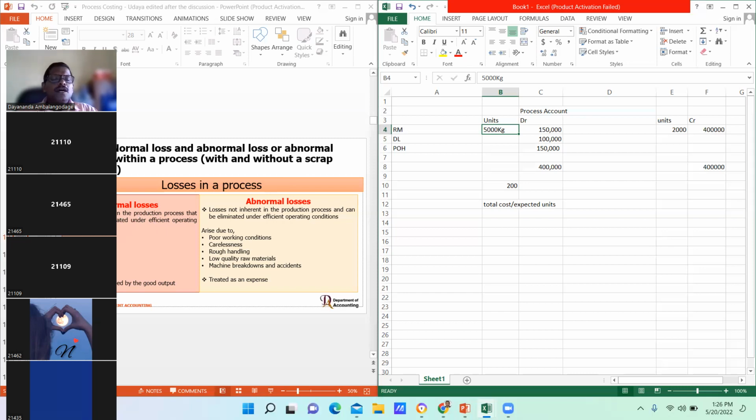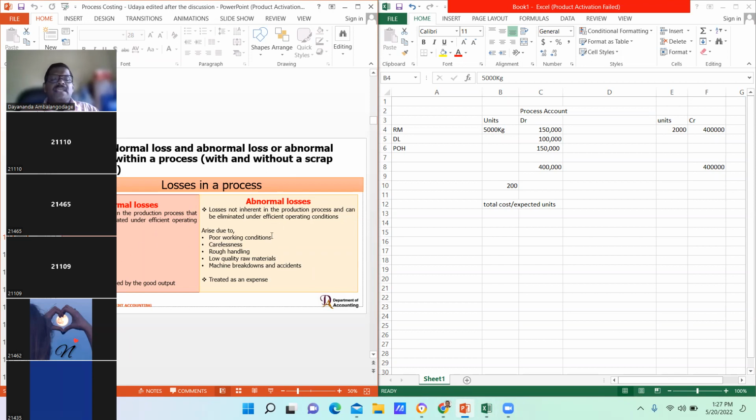Normal losses are inherent in the production process and cannot be eliminated under efficient operating conditions. Now here the idea is, losses are there, but when you say normal losses, it is inherent. You can't control it. That's the nature. When you go to garment factories, you will see the pieces of cloth. Those are the normal losses. Abnormal losses mean it is your problem, a management problem, inefficiency issues.